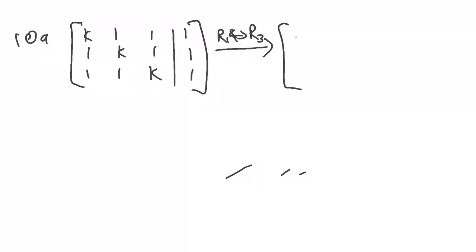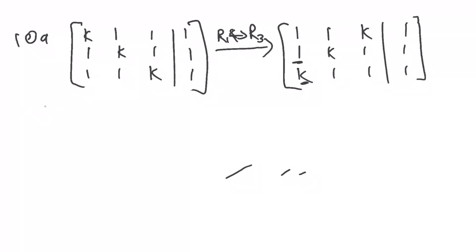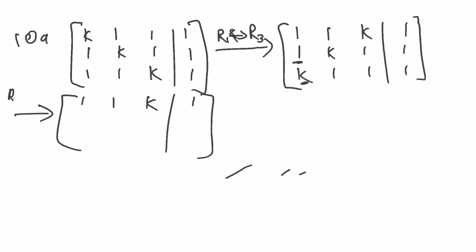Okay, what's that going to give us? Very straightforward, so 1, 1, k, 1. Second row doesn't change. And third row is like this. Okay, so what do we do next? We want to make these entries in the first column 0. So first row is going to stay unchanged. And what we need to do is get row 2 and just subtract away row 1. And for row 3, we have to subtract away k times row 1.